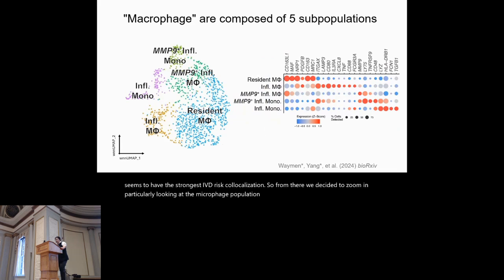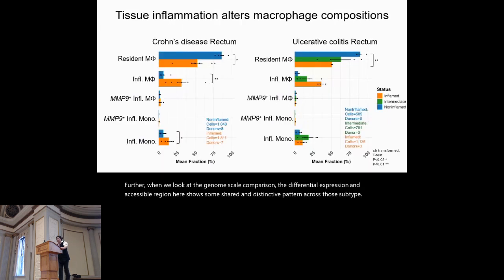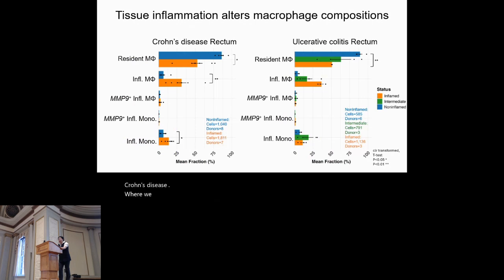We identified those 5 distinct subpopulations, including resident macrophage, different inflammatory macrophage, and also the inflammatory monocyte population, based on some curated markers from literature. Further, when we look at the genome-scale comparison, the differentially expressed genes and accessible regions here show some shared and distinct patterns across those cell subtypes. To look at the composition changes of those subtypes, here we particularly look into the Crohn's disease rectum, where we have the most abundant data to draw the conclusion.